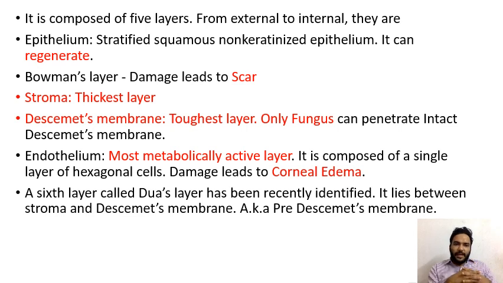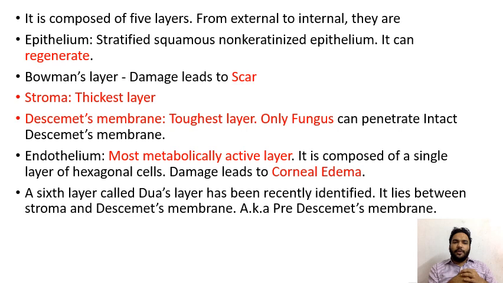But Bowman's layer, that is the second layer, if it gets damaged, that's when it leads to scar. You have seen some corneal ulcer or epithelial defect patients, there will be a scar because of this involvement of Bowman's layer. Anything after the Bowman's layer involvement will produce a scar. Stroma, as you all know, is the thickest layer. The corneal lamellae are all arranged properly. That's the reason we are able to see clearly.